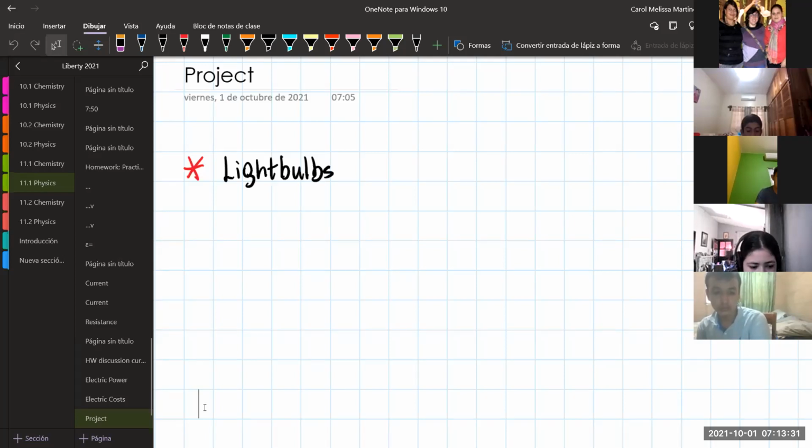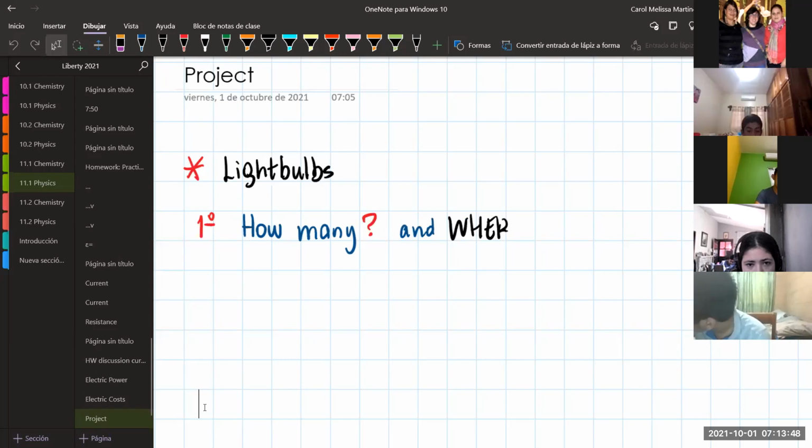First, we need to see how many, and where. That's important, because where is going to define the usage time, and how many, of course, is going to define in the end the total amount. Okay, so I will start with my place.